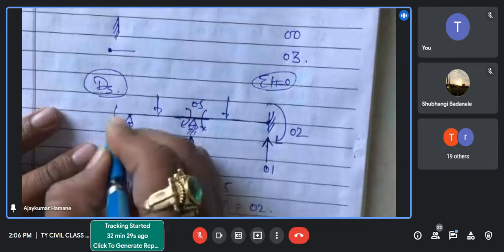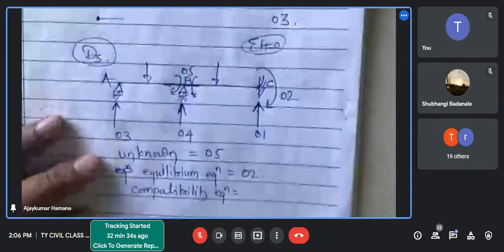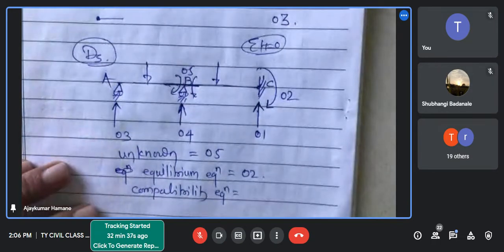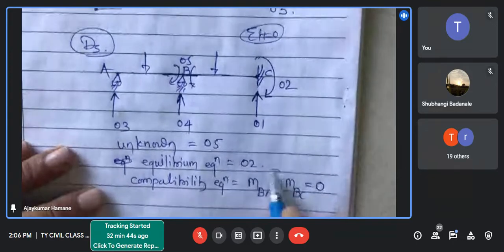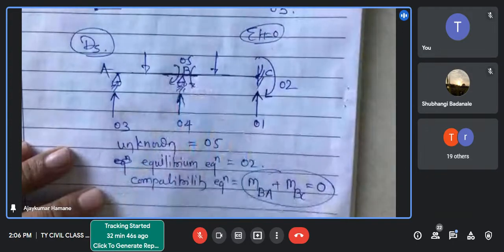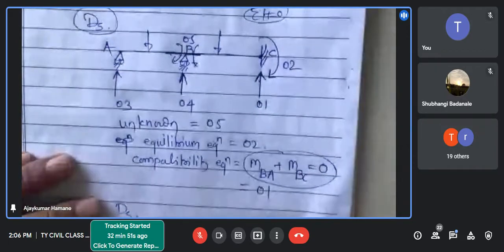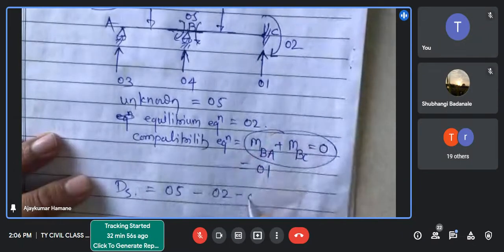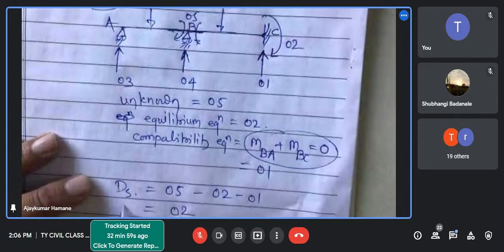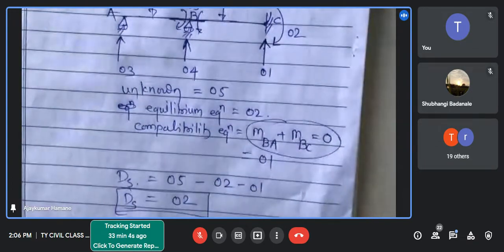Anyone, what is that compatibility equation? M_BA plus M_BC must equal 0. This is called the compatibility equation in the continuous beam, correct? So that is 1. So the degree of static indeterminacy equals 5 minus 2 minus 1. How much? 2. Like this we have to calculate the degree of static indeterminacy.